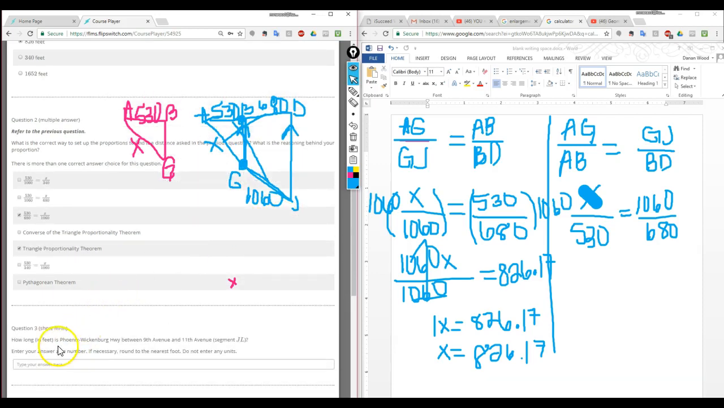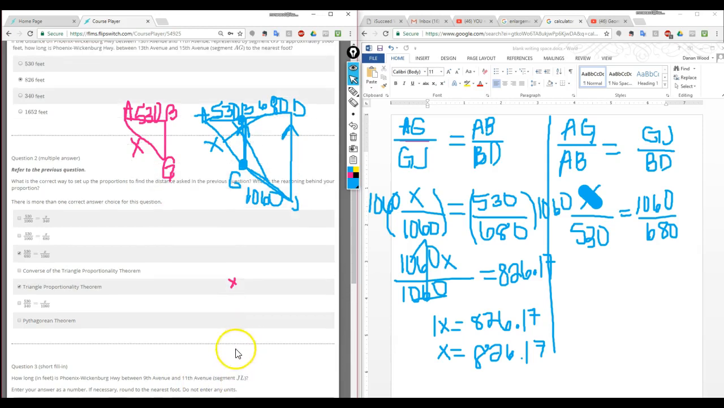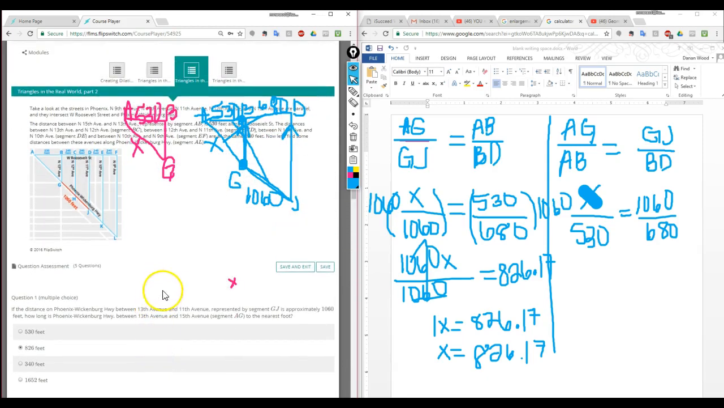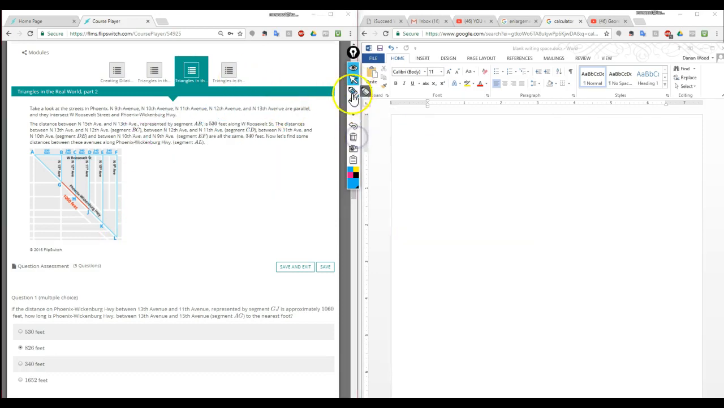And then question 3, how long in feet is Phoenix-Wickenburg Highway between 9th Avenue and 11th Avenue? Segment JL. So segment JL, they want us to find. So we're using this whole big triangle now. And they want to find from J to L. So they want us to find this length.